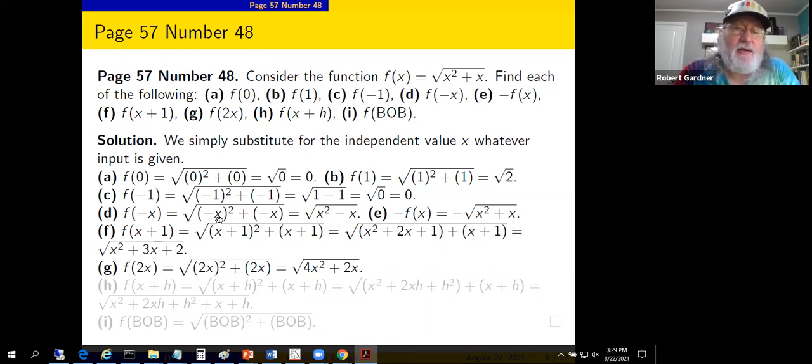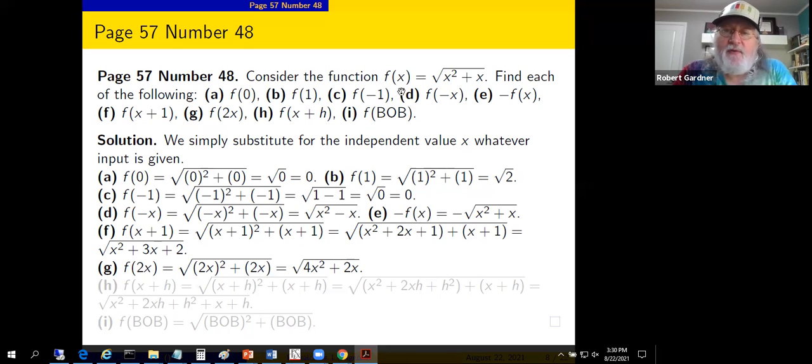What happens when you take -X squared? The negative disappears and you're left with X squared. Plus a -X is the same as subtracting X, but I don't think you can simplify that. There's no simplification that can be done here. There's F of -X.